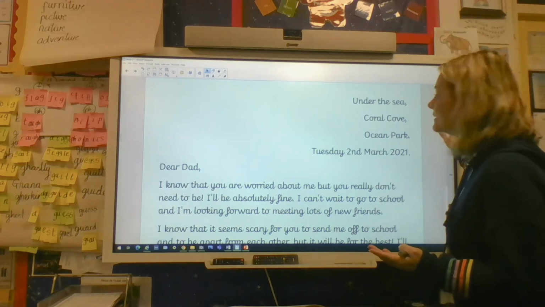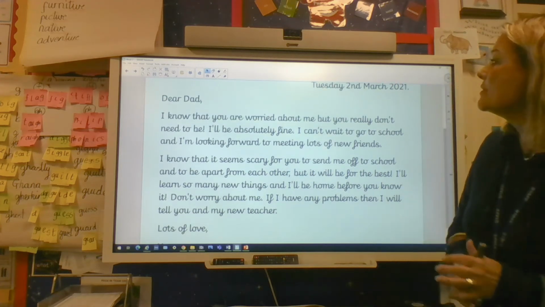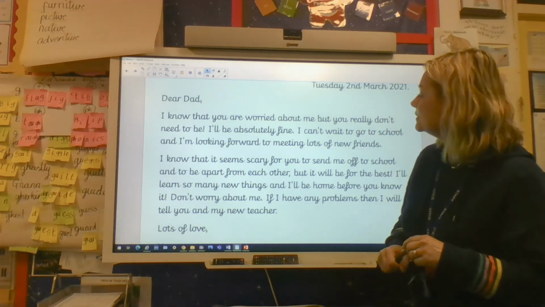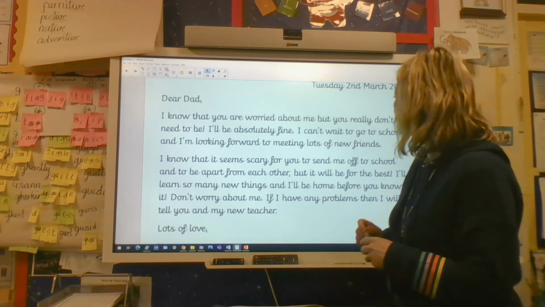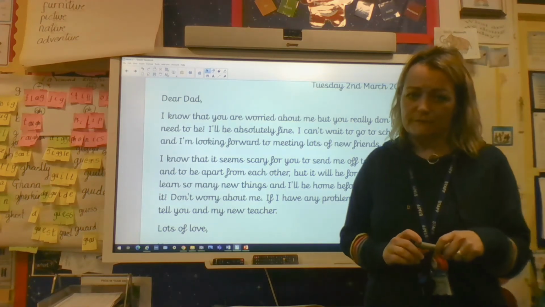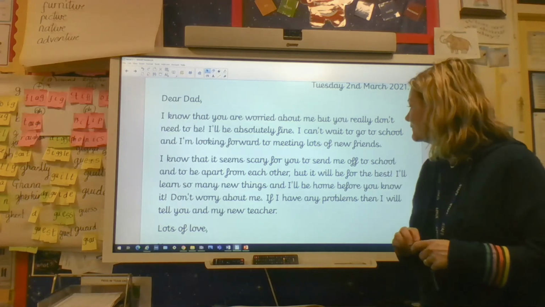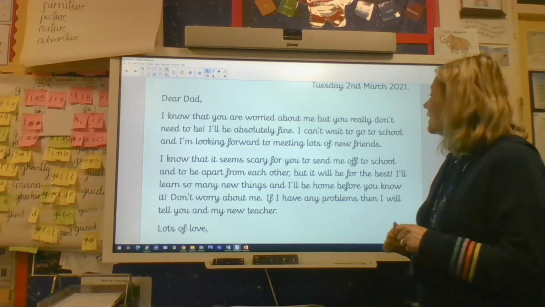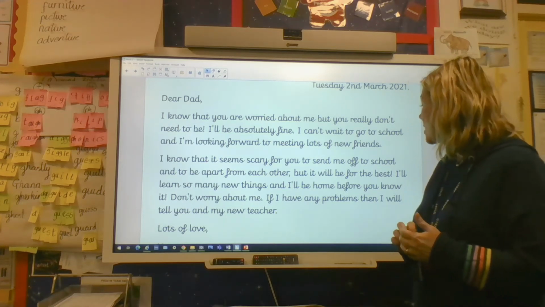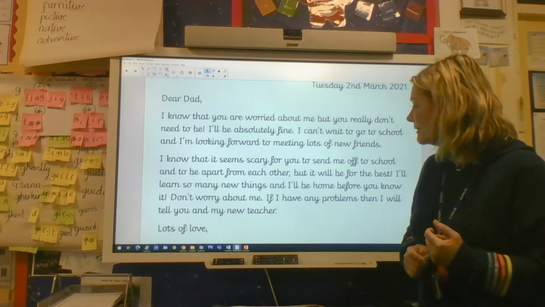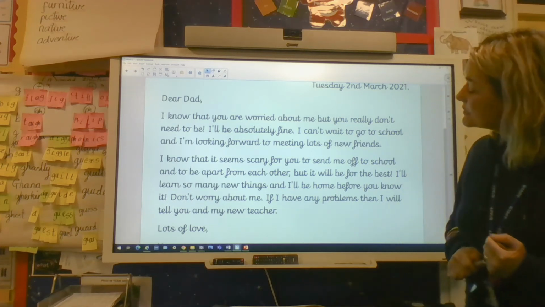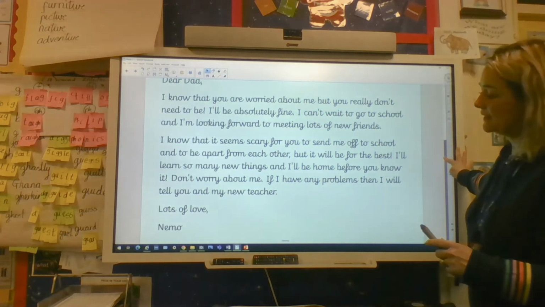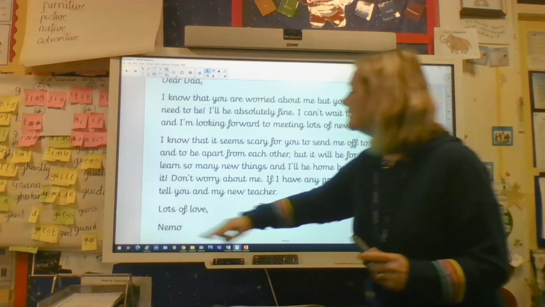So in this case, the letter says, Dear Dad, I know that you are worried about me, but you really don't need to be. I'll be absolutely fine. I can't wait to go to school and I'm looking forward to meeting lots of new friends. I know that it seems scary for you to send me off to school and to be apart from each other, but it will be for the best. I'll learn so many new things and I'll be home before you know it. Don't worry about me. If I have any problems, then I will tell you and my new teacher. Lots of love, Nemo. Now I would probably put some kisses there.